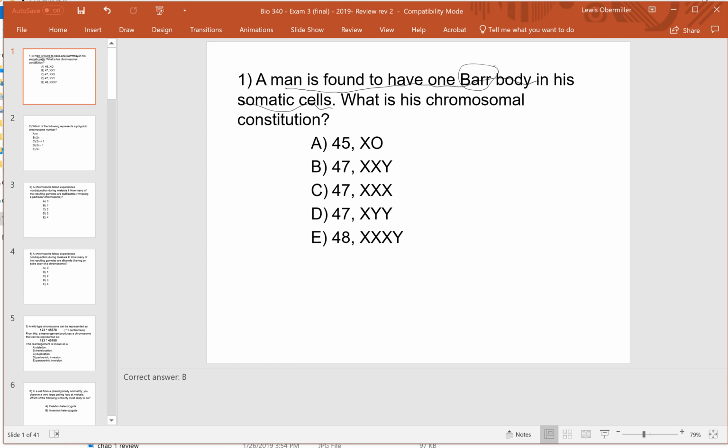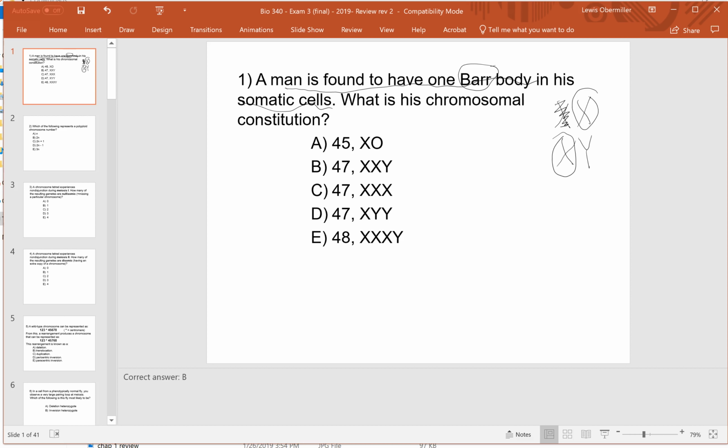So remember, a bar body is condensed chromatin of the X. Remember, females have two X's, males have one X. And so only in females should we find a bar body, because only one of their X's would be condensed because of dosage compensation, and so we would have equal amounts for each sex from the X chromosome.